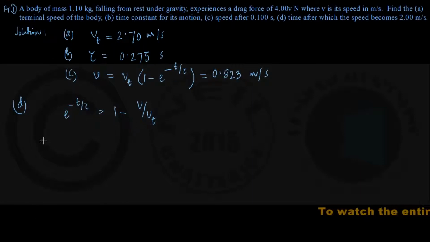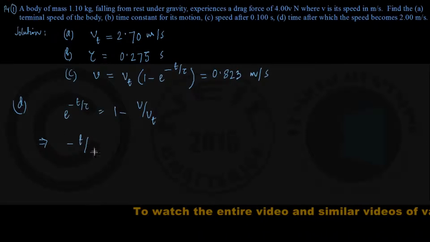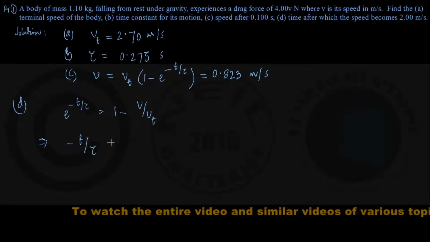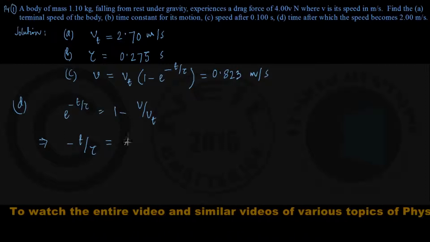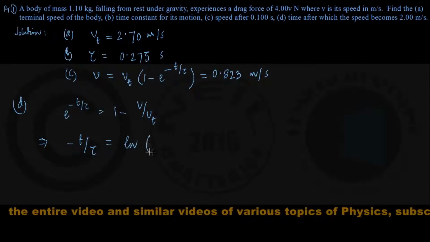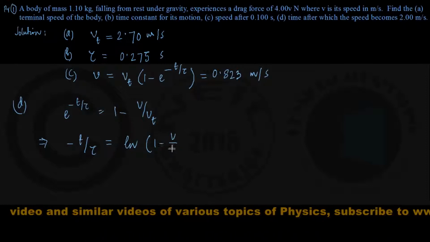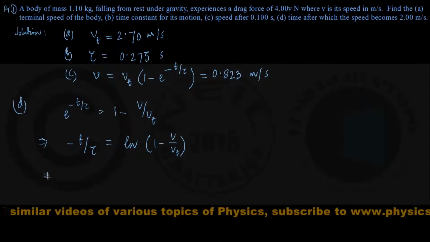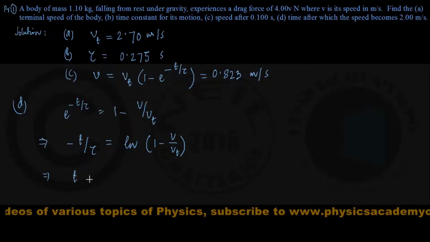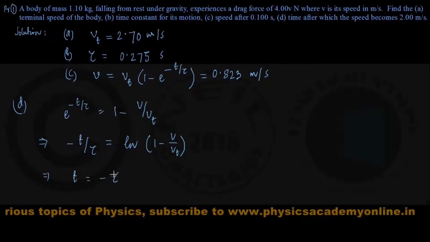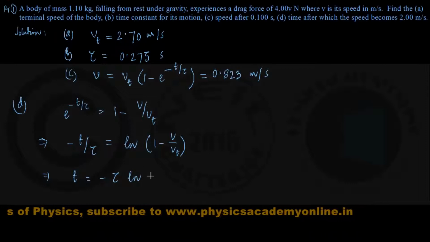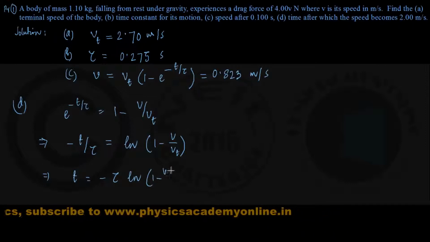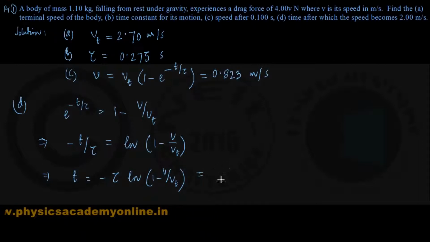In the next step, taking natural logarithm on both sides of this expression, the left hand side simply boils down to minus t by tau. On the right hand side we get log to the base e in bracket 1 minus v by vt. It follows therefore that the time can be expressed as minus tau into log 1 minus v by vt. Now let us put the values here.